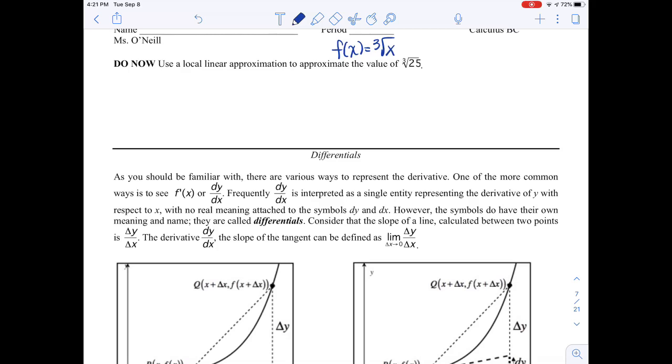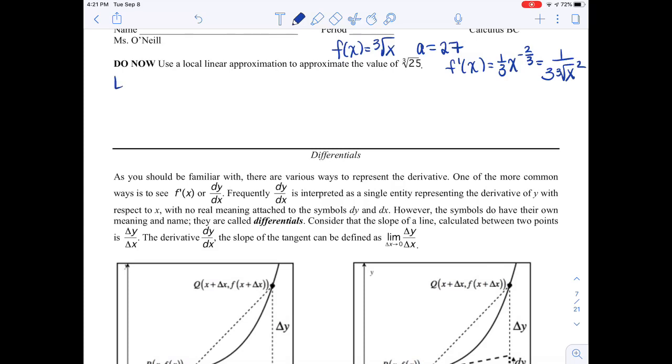No. So here's where you have to make a decision yourself. You have to stay close to 25 with what's actually a perfect cube. The closest thing to 25 that's a perfect cube is actually 27. So therefore, I'm going to choose a equals 27, and I'm going to make my tangent line based off of that. Just to point out, f prime of x, taking the derivative of x to the 1/3, is 1/3 x to the negative 2/3, or 1/3 cube root of x squared.